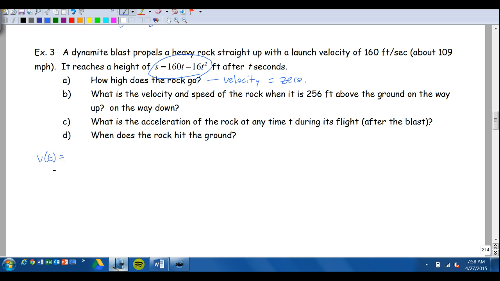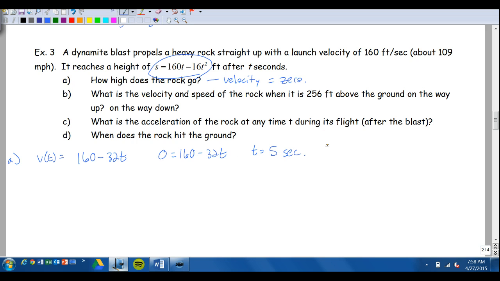And I'm going to do part A and B on this sheet and then go down to the other sheet. So velocity is equal to 160 minus 32t. So that's my velocity. And I set that equal to 0. And I get that it's when t is equal to 5 seconds that the velocity is 0.